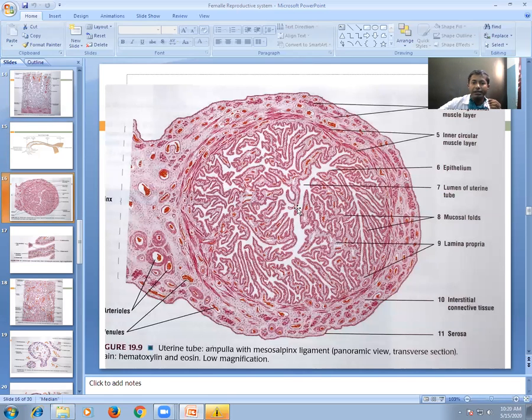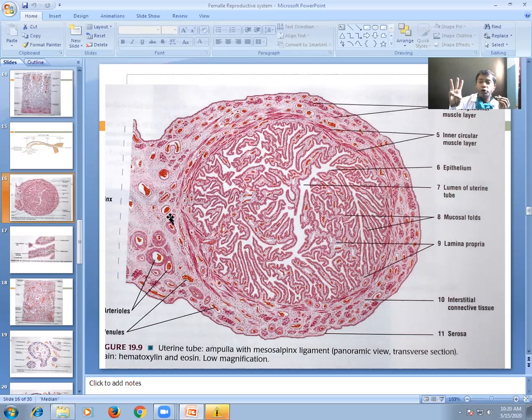The uterine tube is a tubular structure, and the mucous membrane of the uterine tube is thrown into many mucous membrane folds. Very important: the lining epithelium of the uterine tube is simple columnar epithelium with cilia. After the lining epithelium, you will get the smooth muscles, and last is the serosa.